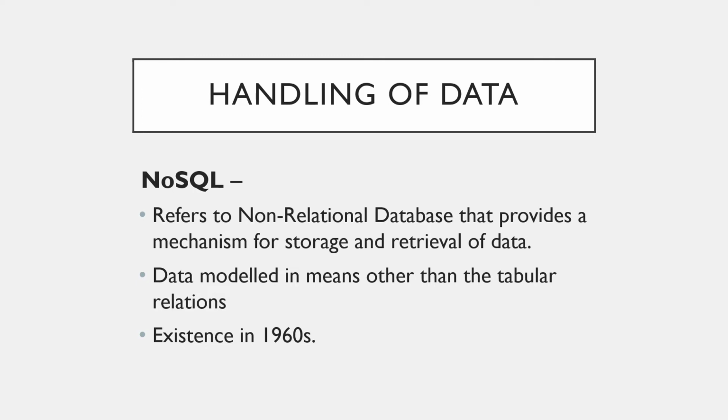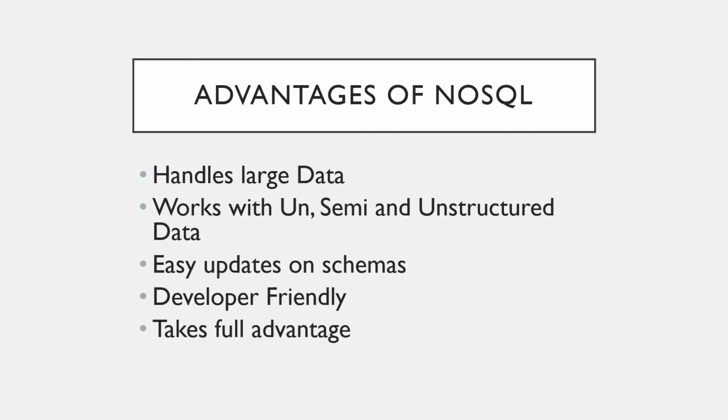NoSQL is a mechanism for storage and retrieval of data, modeled in means other than the tabular relations, which existed in the early 1960s. The advantages of NoSQL are: it handles large data, it works with semi-structured and structured data, it easily updates schemas, and it is developer friendly and takes full advantage.